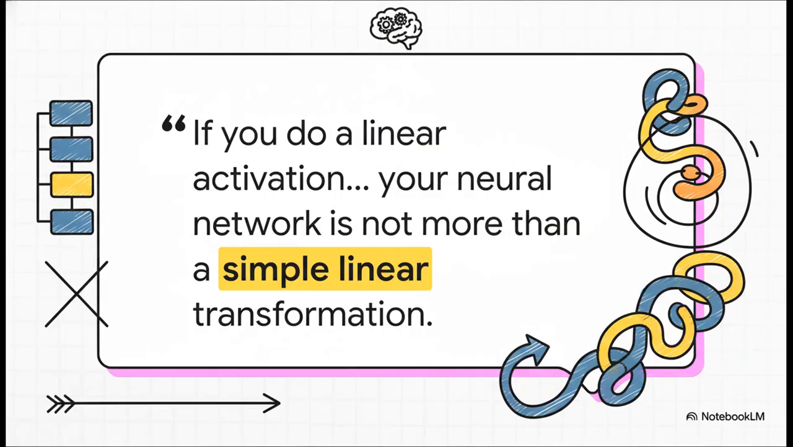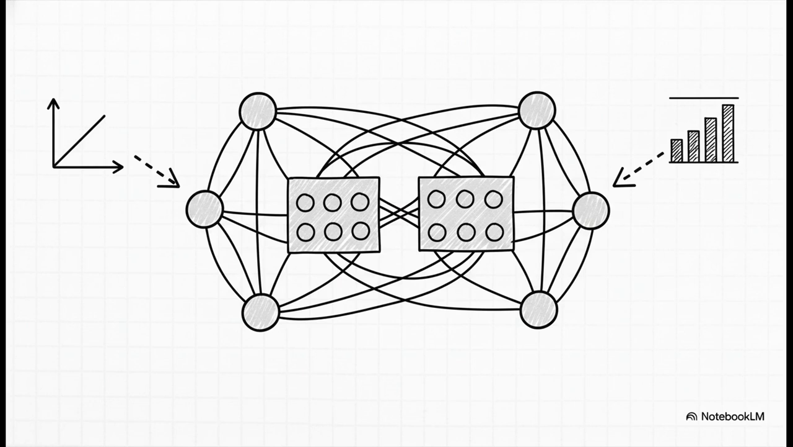And I really can't overstate this. If you don't use a nonlinear activation function, your fancy deep neural network, no matter how many layers it has, is basically just a simple linear equation. It can't learn anything complex. It would be like building a race car that can only drive in a perfectly straight line. So you've got to pick the right tool for the right job.